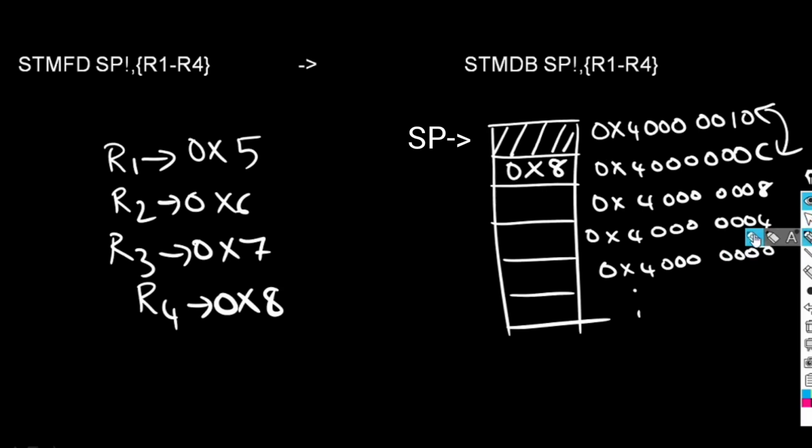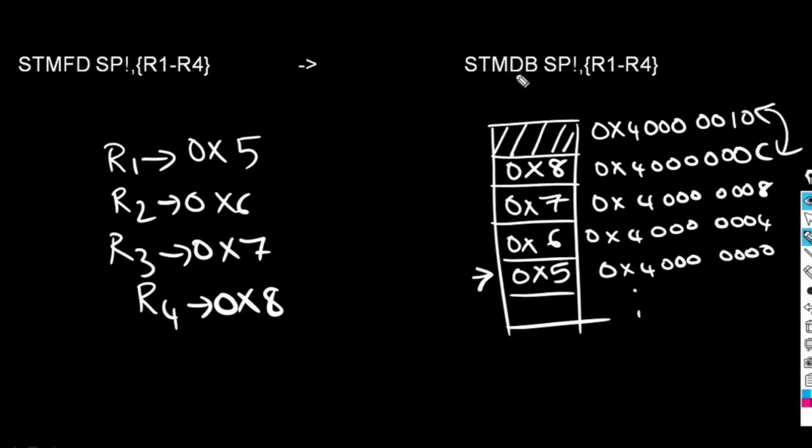Where will the next data be stored? It will be here, that is 0x7. Then which is the next position where data will be stored? It will be nothing but 0x6. Then what is the next location where data will be stored? It will be 0x5.